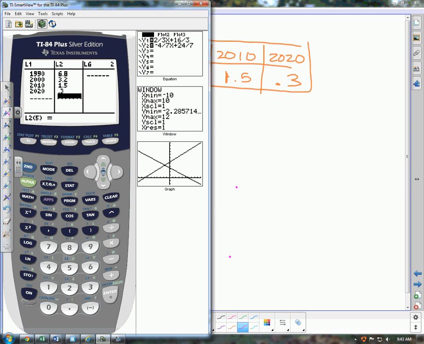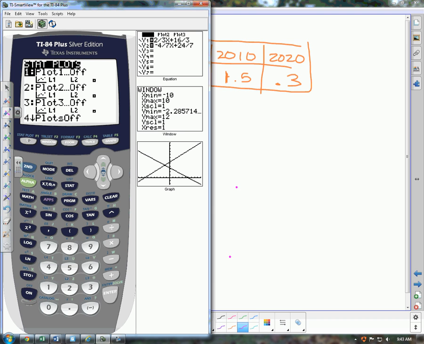And then once you have your data all done, those of you with a Casio, you can just draw it. Those of you with a TI, you have to go into Stat Plot and turn number 1 on. And then you can graph.